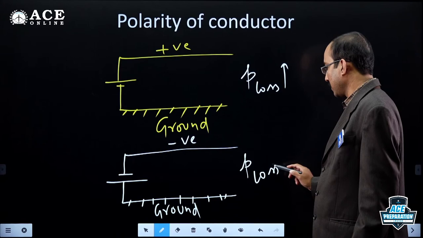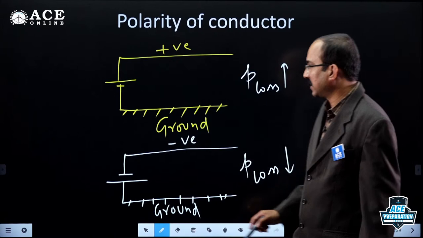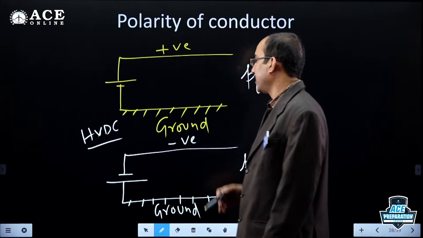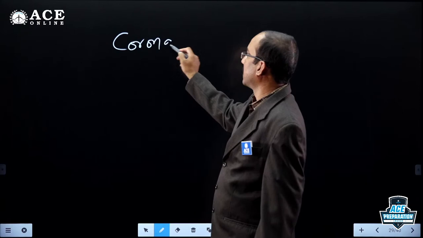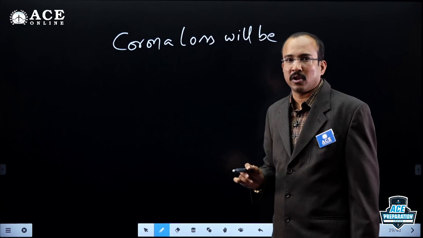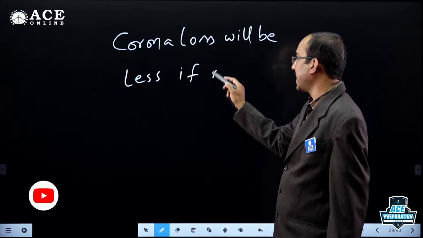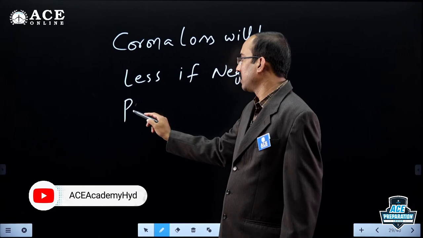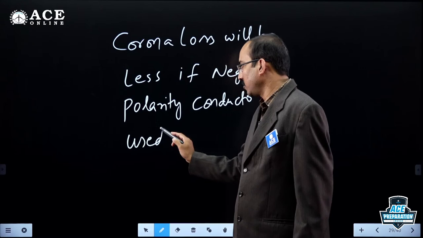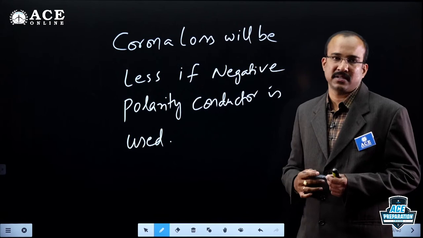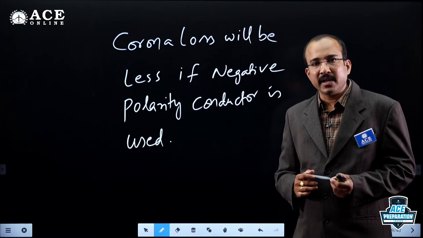Corona loss will be less whenever you are going with a negative polarity conductor in case of HVDC. That's why it is generally preferred to go with negative polarity conductor, so that the corona loss will be less. Corona loss will be less if a negative polarity conductor is used. So if you are going with a negative polarity conductor, the corona loss will be less when compared to what? Positive polarity conductor.